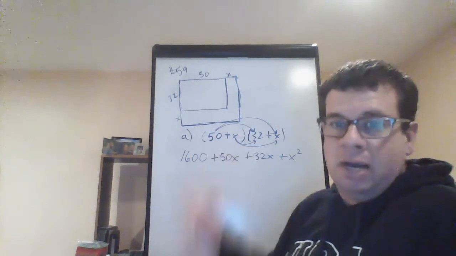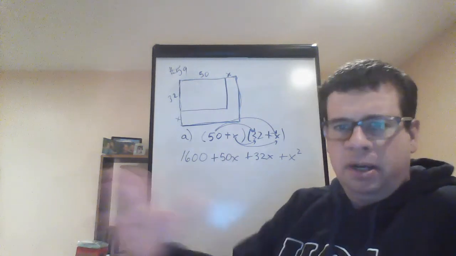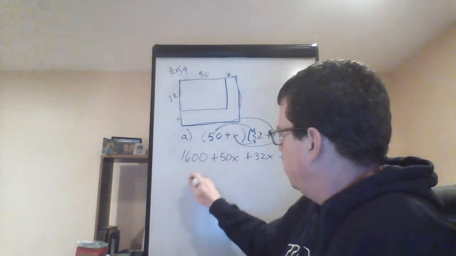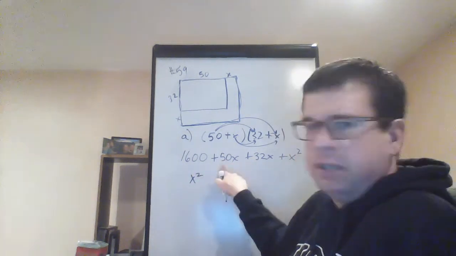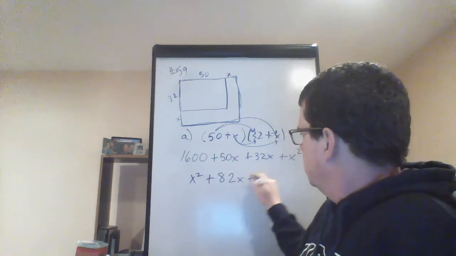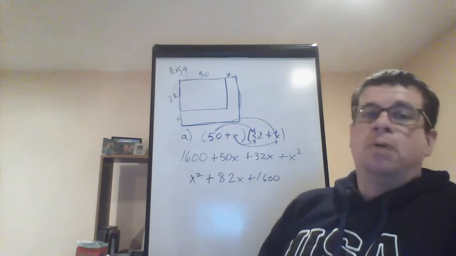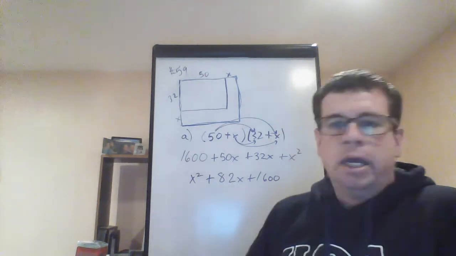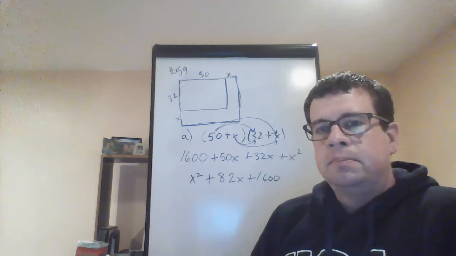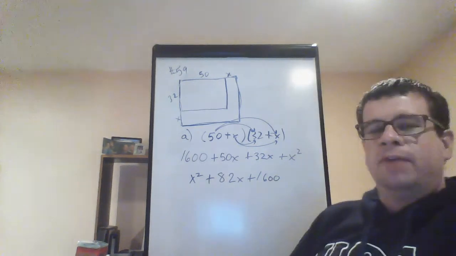So I'm going to write this now in standard form. I'm going to combine some like terms and also get it written highest power to lowest power. So I want to put the x squared first. I'm going to go ahead and put these two together here. So that's 82x, and then the 1600 comes there at the end. So that's part A. Part A said write a polynomial to represent the area of the house and the porch combined. So that's what we've got now.